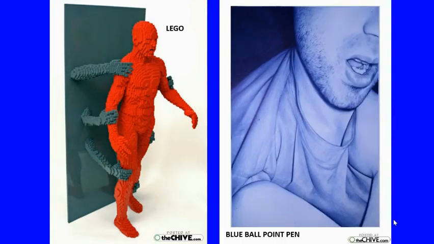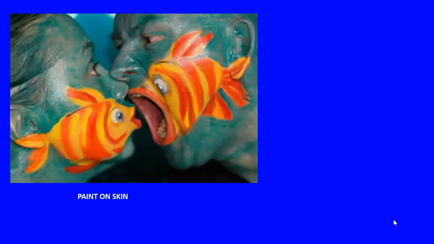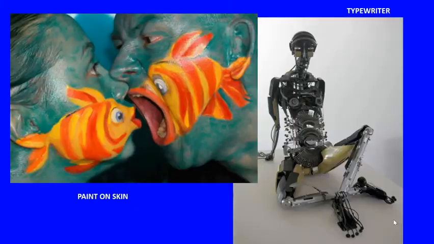You can make art out of Legos. You can make art with a blue ballpoint pen. Isn't that amazing, drawing with a blue ballpoint pen? That's just a simple Bic pen, and it looks like a photograph. These people painted on their skin and made art.